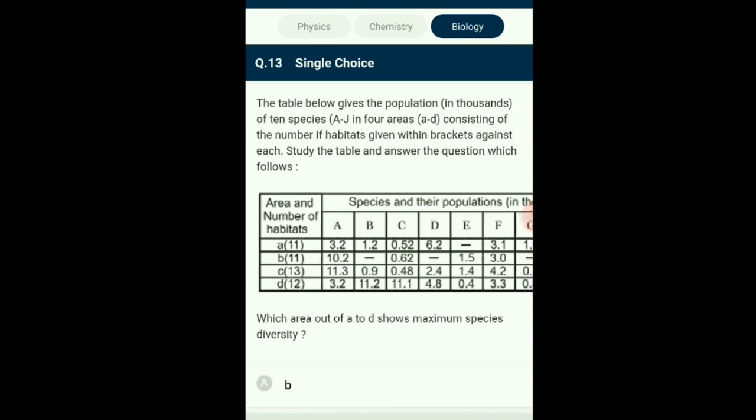Question number 13. The table below gives the population in thousands of 10 species in 4 areas consisting of the number of habitats given within brackets against each. Study the table and answer the question which follows. Which area out of A to D shows maximum species diversity?